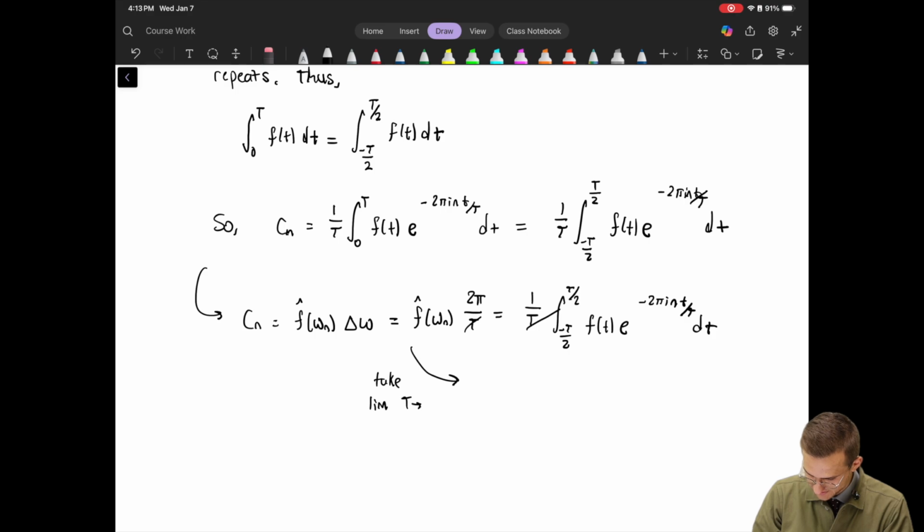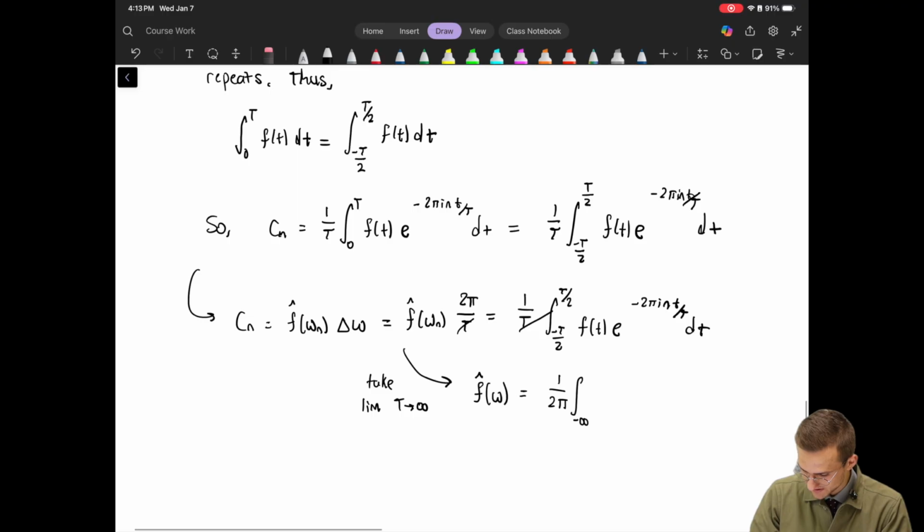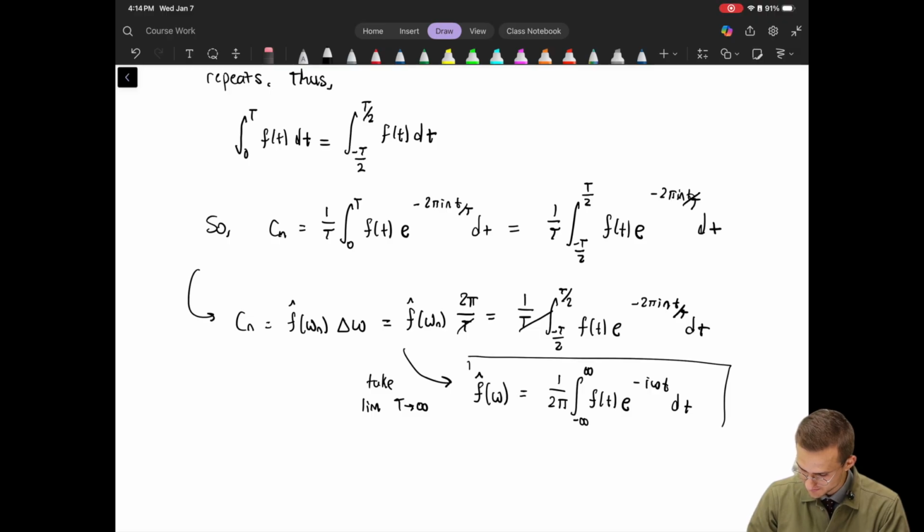as T goes to infinity, like we did when we got the Fourier transform representation of f(t), and then this turns into f hat of omega being equal to 1 over 2 pi, right, we moved that 2 pi over to the other side, times the integral from negative infinity to infinity of f(t) times e to the minus i omega t dt. Okay, and that's the formula for the Fourier transform.